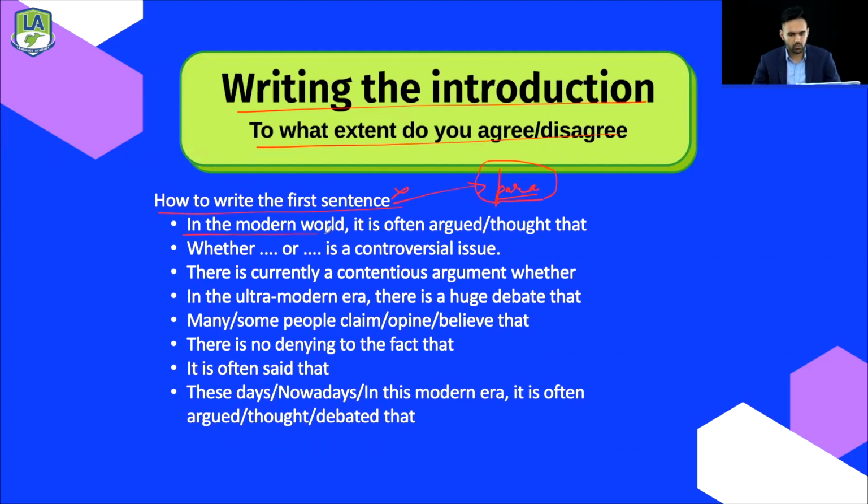In the modern world, it is often argued, or it is often thought that whether government should invest in music or they should invest in public services is a controversial issue. There's a currently contentious argument whether government should invest in public services or music. In the ultra modern era, many people claim. So you can use any of these phrases, please note these down.